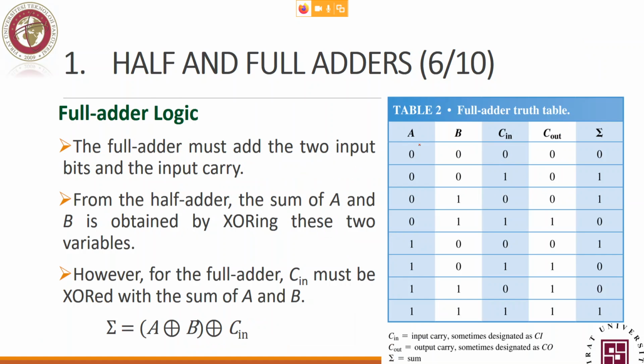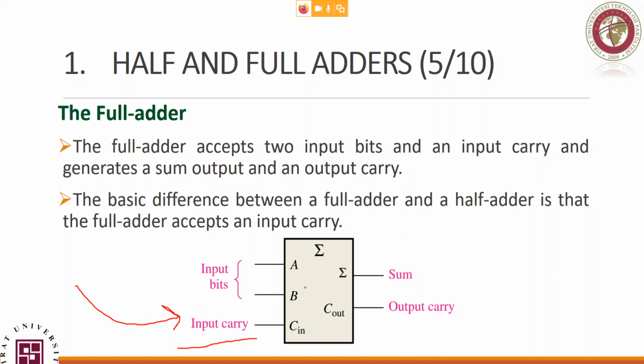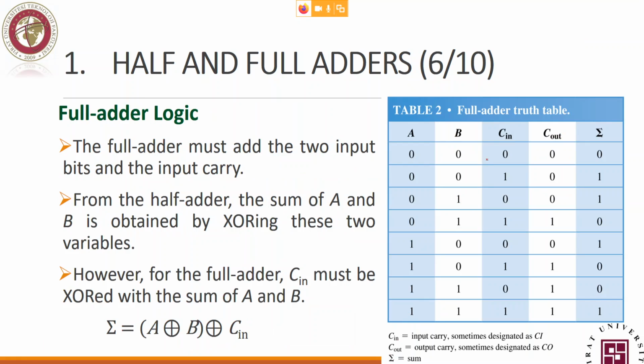Let's take its truth table. Again, we always take the truth table. Why? It's the easiest way for representation and for design. For the truth table here, we have three variables: A, B, C. And when we have three variables, that means we have 2 to the power 3 possibilities. 2 to the power 3 is equal to 8. So we have 8 possibilities.